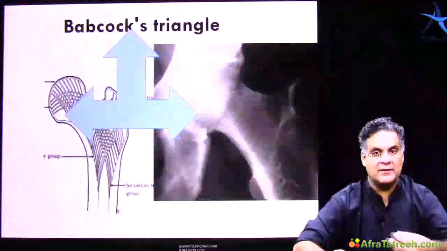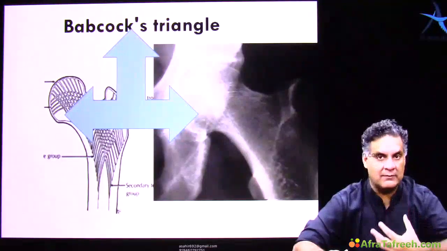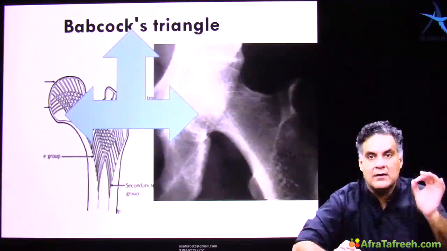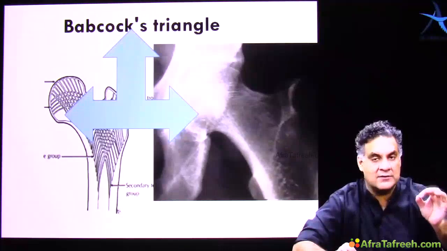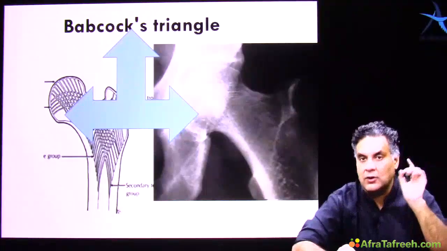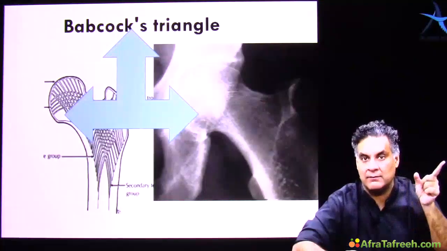But the trend today is to replace the joints. When I look at the upper end of the femur, there is an area which has less monocyte macrophage system, called Babcock's triangle, which is a very common area where the tubercular bacilli sit. But the commonest area where TB hip will affect is the acetabulum.